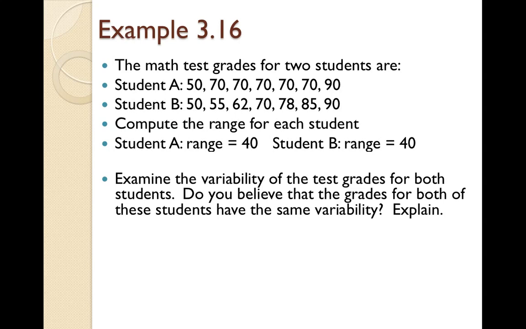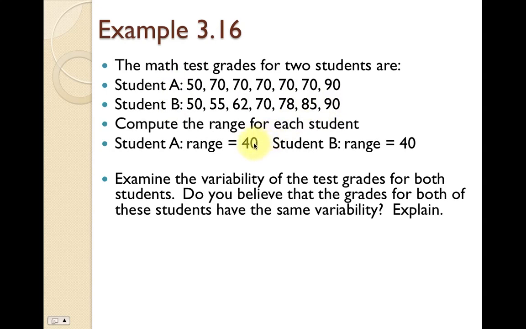Examine the variability of the test grades for both students. Do you believe that the test grades for both of these students have the same variability? And explain. Well, if we look at the numbers for student A, the first number and the last number seem to vary, but the numbers in the middle are pretty consistent. Actually, they're perfectly consistent. It's the same 70 all the way. Student B, take a look at those numbers. They vary considerably from one to the next. Every single one of them is different. So would you say student A or student B has greater variability? You should say that student B has greater variability.